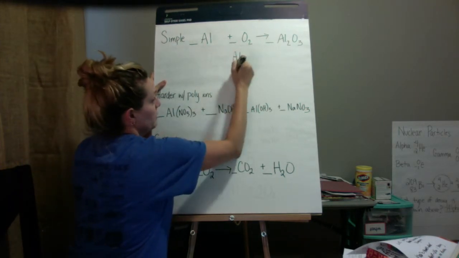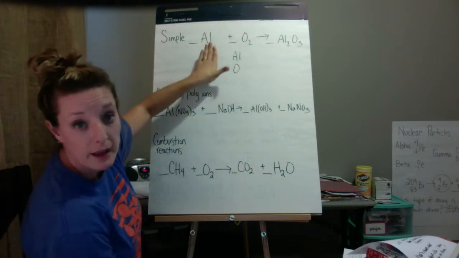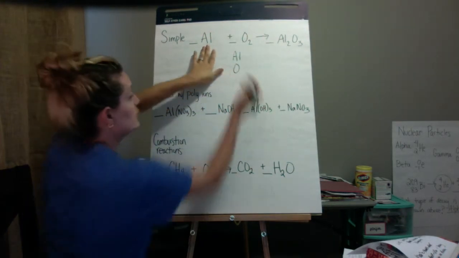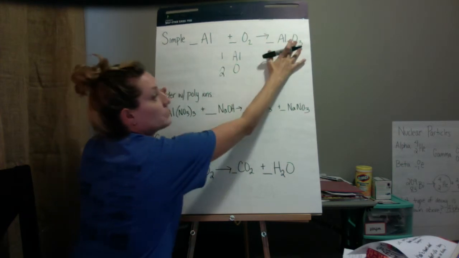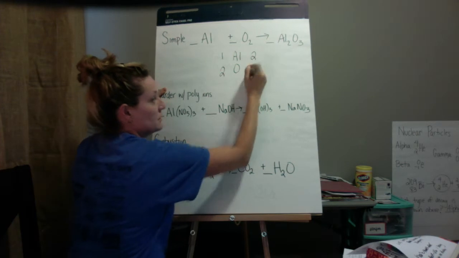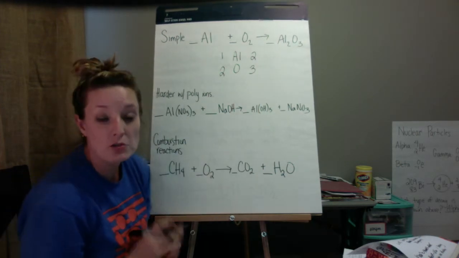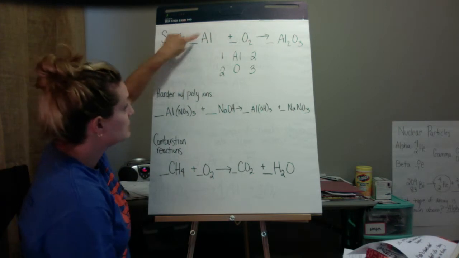I have aluminum and oxygen on both sides. I'm going to go through and count how many I see. Here I see 1 aluminum, I see 2 oxygens. On the right side, I see 2 aluminums and 3 oxygens. It does not matter where you start. It really doesn't, because you can go back and change these numbers, right?